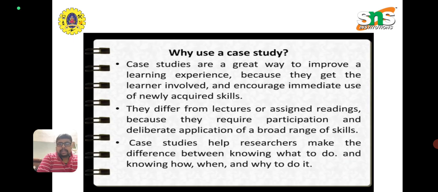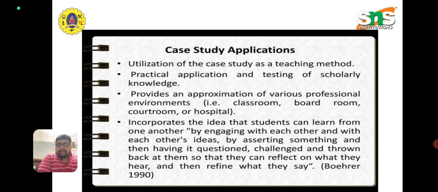Why do we need to use case studies? Case studies are a great way to improve the learning experience because they get the learner involved and encourage immediate use of newly acquired skills. They differ from lectures and assigned readings because they require participation and deliberate application of a broader range of skills. Case studies help researchers to differentiate between knowing what to do and knowing how, when and why to do it.